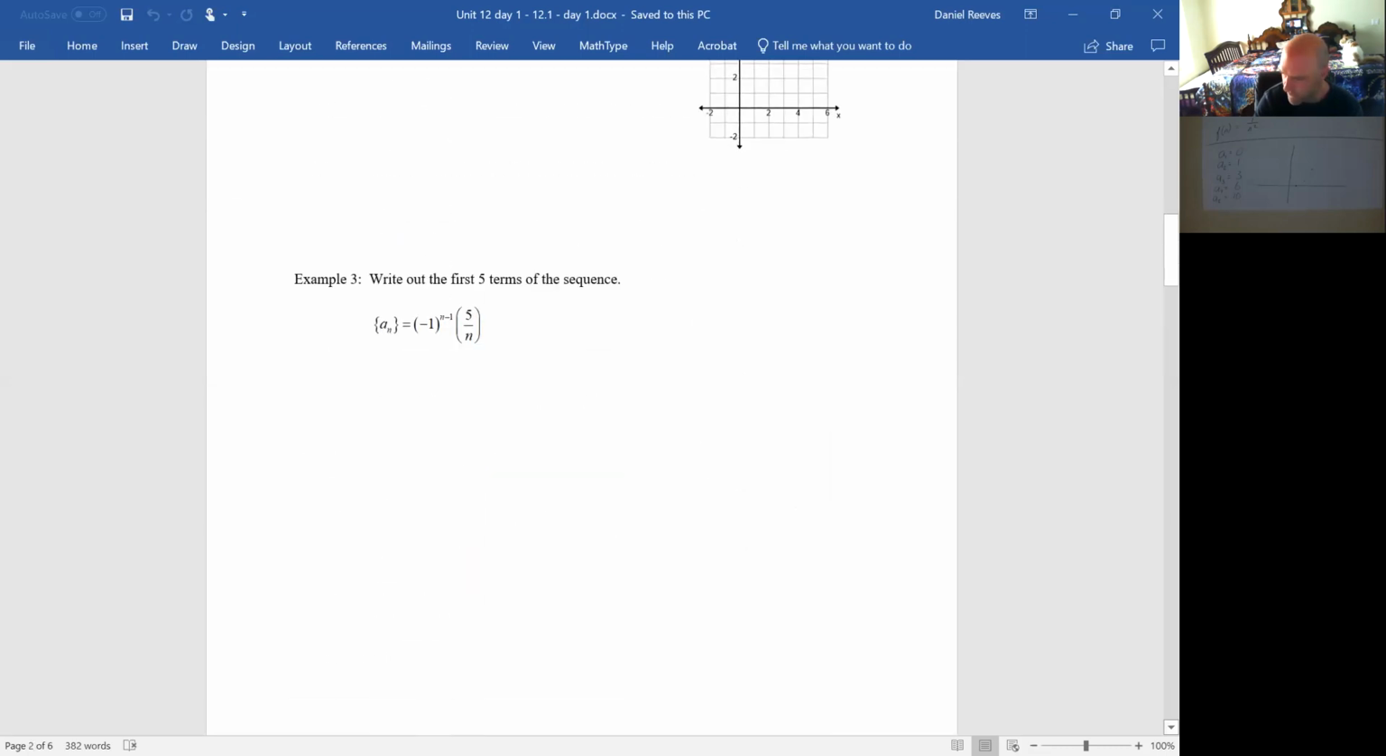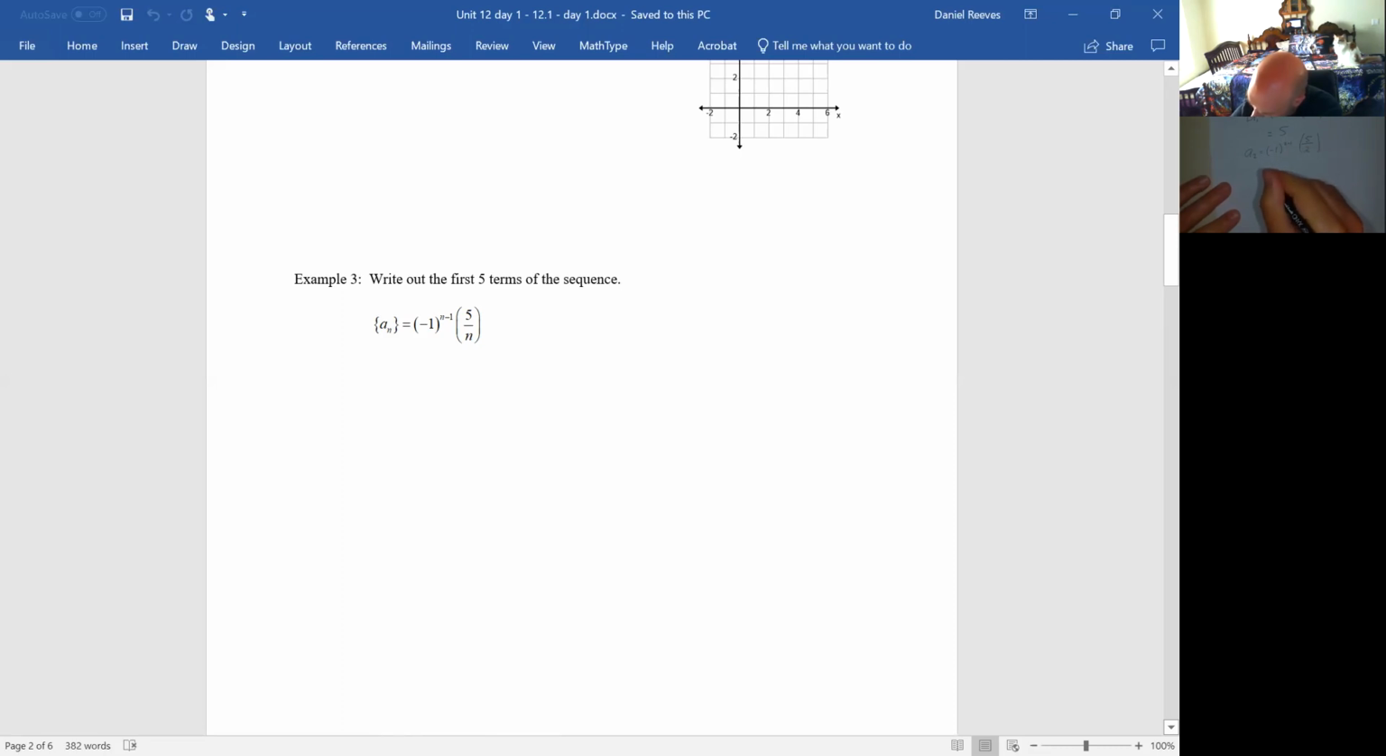Okay, write out the first 5 terms of this sequence, which is slightly interesting because of that negative 1 to the n minus 1 in there. So a sub 1 is negative 1 to the 1 minus 1 times 5 over 1. 1 minus 1 is 0. Anything to the 0th is 1. 5 divided by 1 is 5. I just get 5. My next one is negative 1 to the 2 minus 1, and now I have 5 over 2.